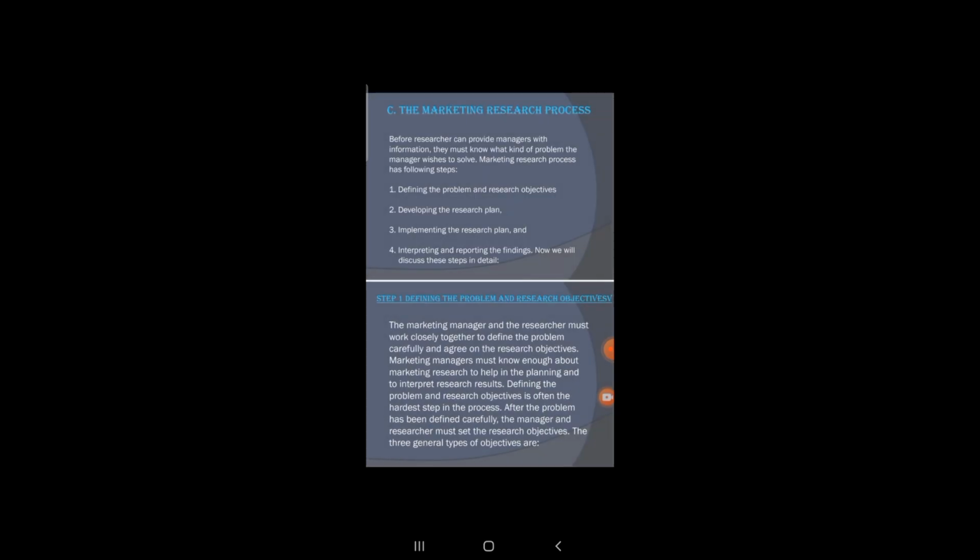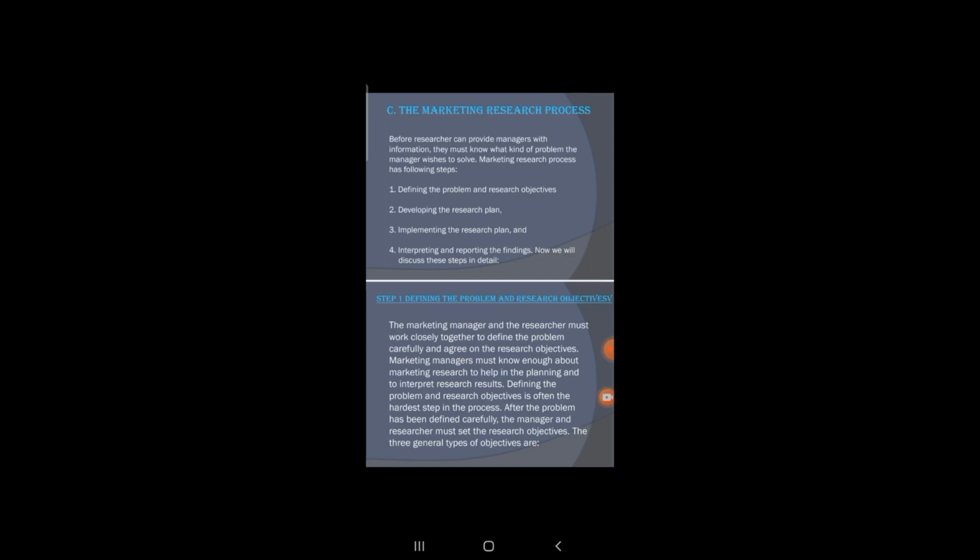The marketing research process. Before researchers can provide managers with information, they must know what kind of problem the manager wishes to solve. The marketing research process has the following steps. Number 1, defining the problem and research objectives. Number 2, developing the research plan. Number 3, implementing the research plan, and number 4, interpreting and reporting the findings. Now we will discuss these steps in detail.